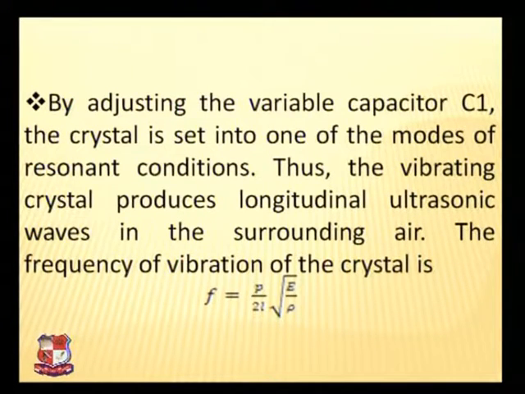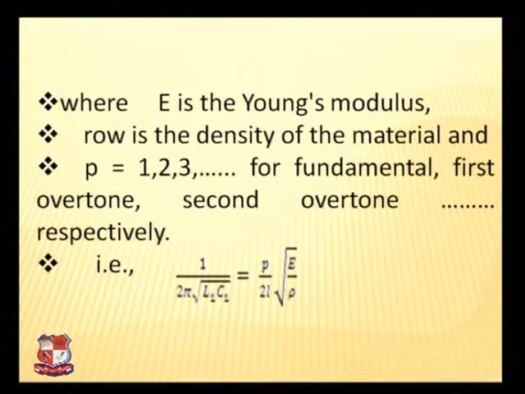Thus, the vibrating crystal produces a longitudinal ultrasonic wave in the surrounding air, and the frequency will be f equal to p upon 2L under root E by rho, where E is the Young modulus, rho is the density of the material, and p is the fundamental overtone. p equals 1 for the first fundamental overtone, p equals 2 for the second overtone.